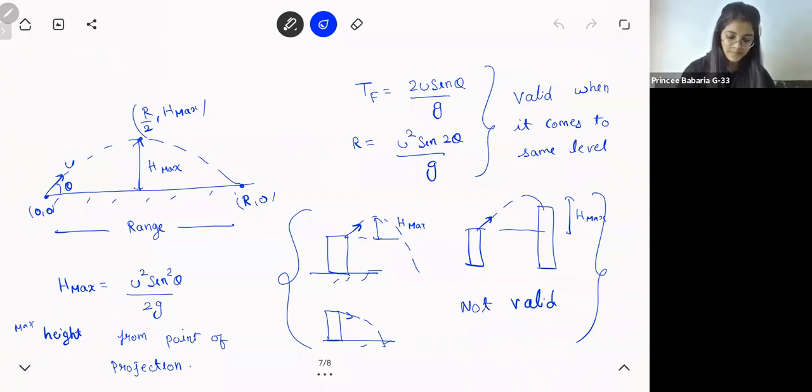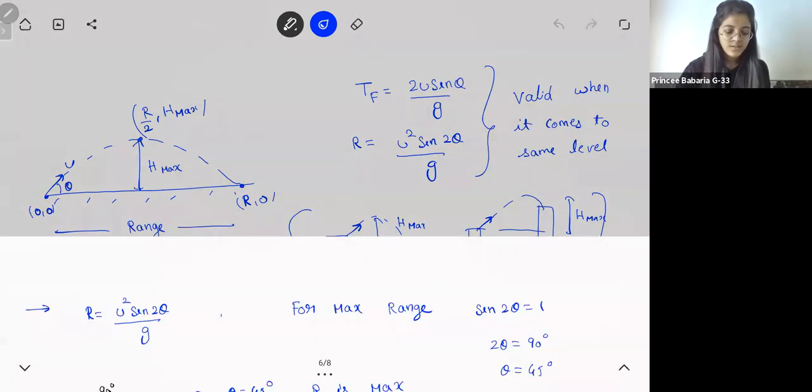Sir, can you please show the previous page? Okay. This one.